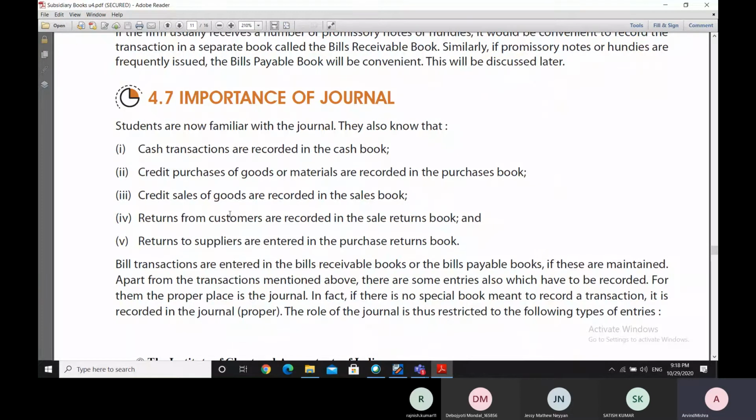The cash transactions will be recorded in the cash book. Now, the credit purchases of the goods or the credit purchase of the materials or the factory are recorded in the purchase book. The credit sales are recorded in the sales book. Whatever returns we are getting from customers are recorded in the sales return book, and whatever returns are being made to the suppliers are entered in the purchase return book.